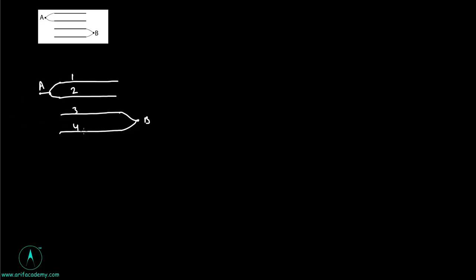Now when a battery is connected between point A and B, there will be no energy stored between these two plates because they are at the same potential. You know, Q is equal to CV. V here is the potential difference. If there is no potential difference, no charge will be stored.